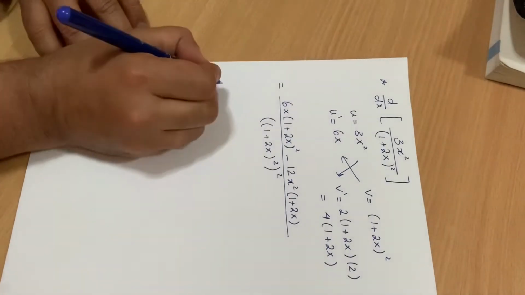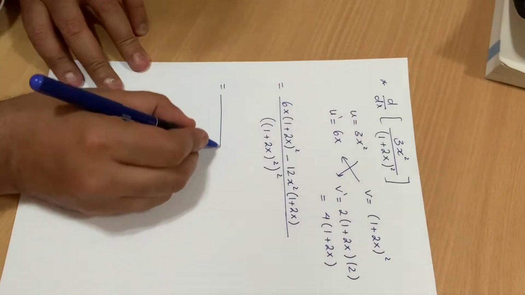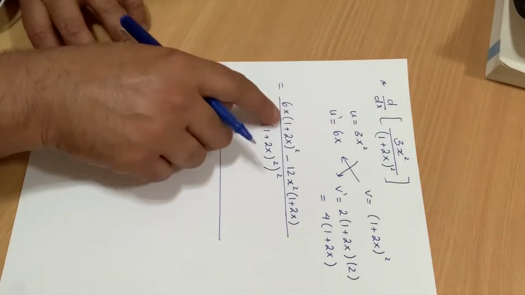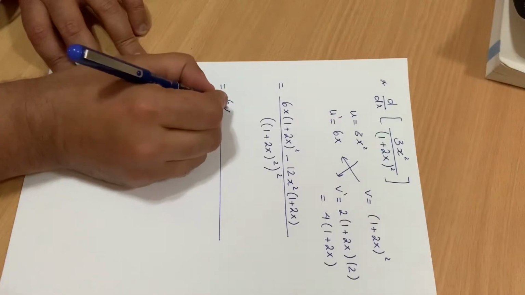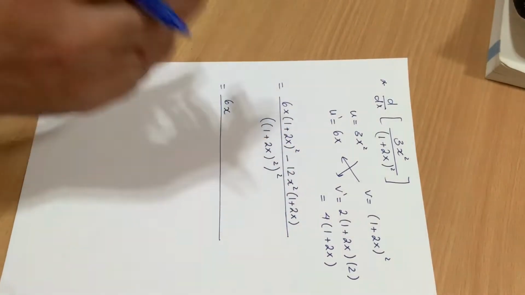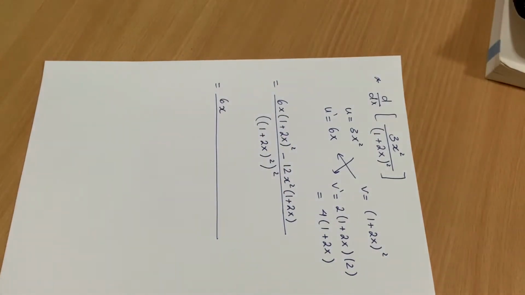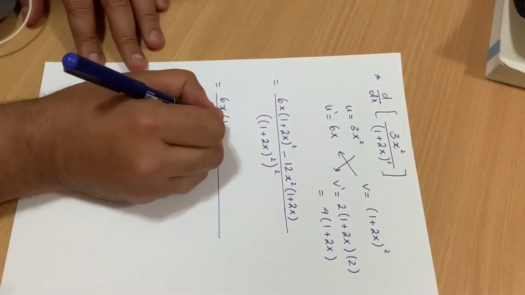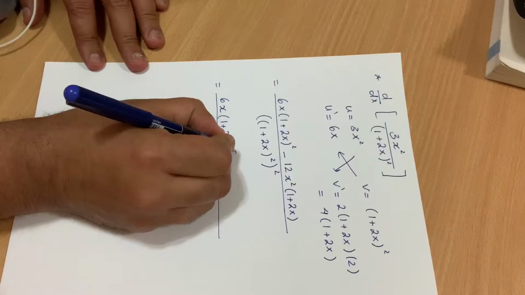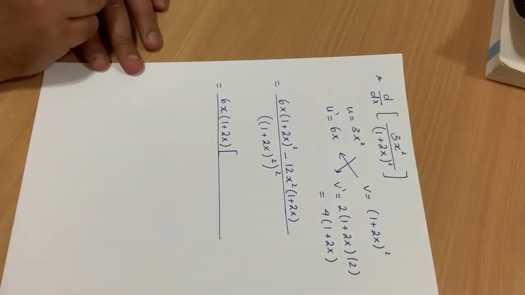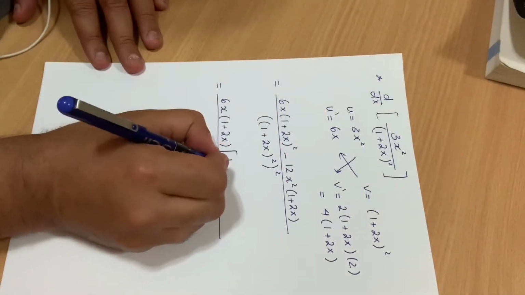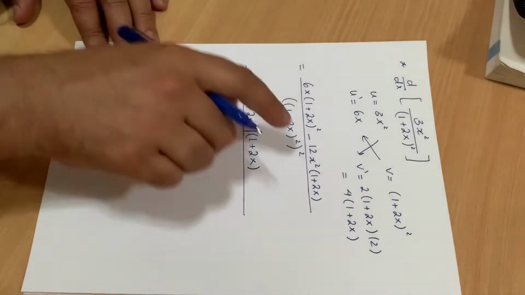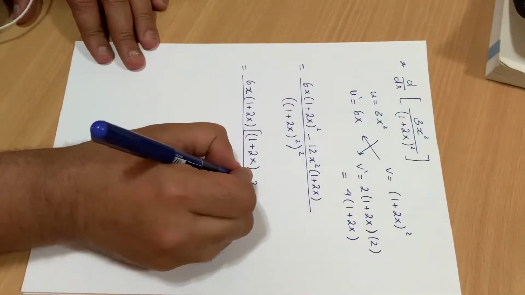Then we're going to take a common factor. The common factor for 6 and 12 is 6. For x and x squared, you take the least power, which is x. And for these two brackets, because they are like terms, you take the least power, which is (1 + 2x) to the power of 1. Inside the bracket, from the first term, you're supposed to show only (1 + 2x), only one bracket of 1 plus 2x. And 12 divided by 6 is equal to negative 2.